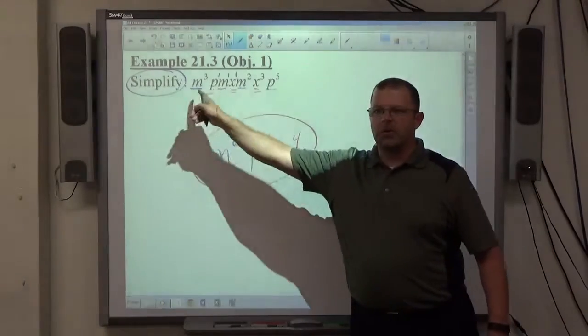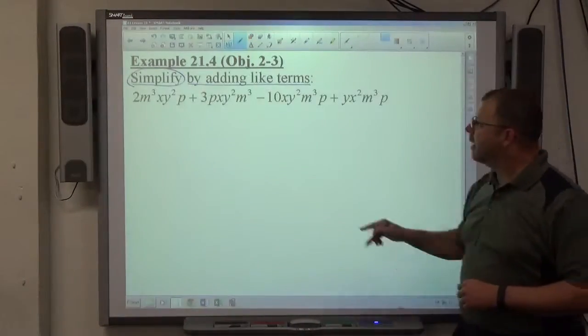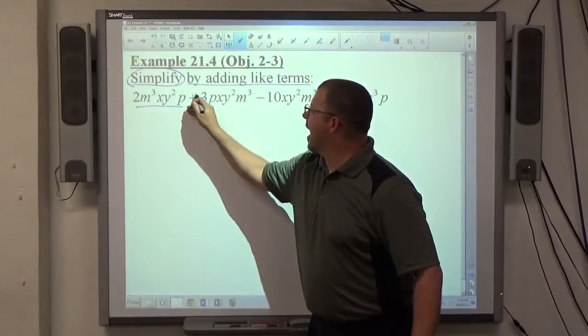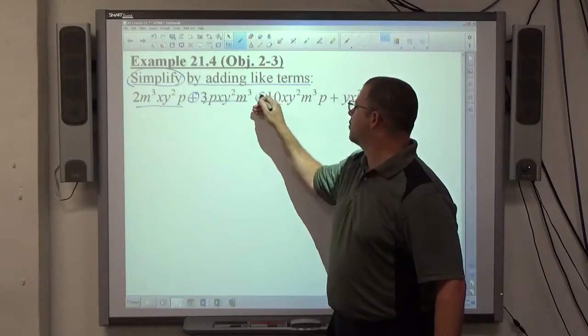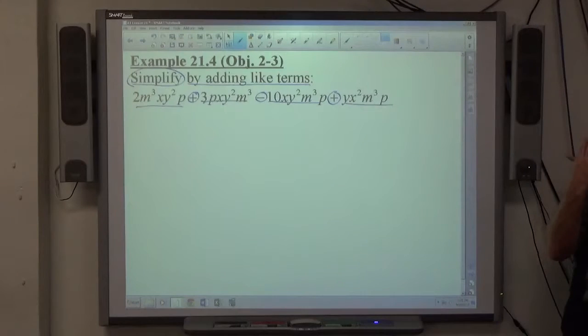What's happening here is everything's being multiplied. It's just one term, everything's being multiplied. Here, I've got one term being added to a second term, being subtracted to a third term, being added to a fourth term. Okay, there's 4 terms in this one.